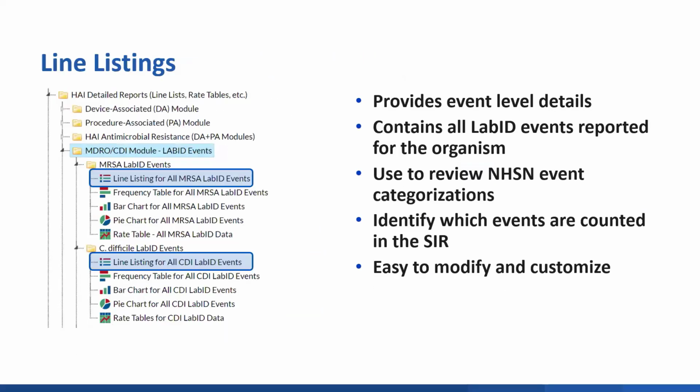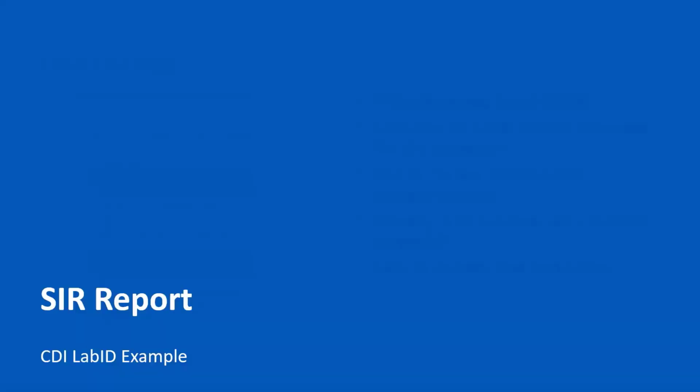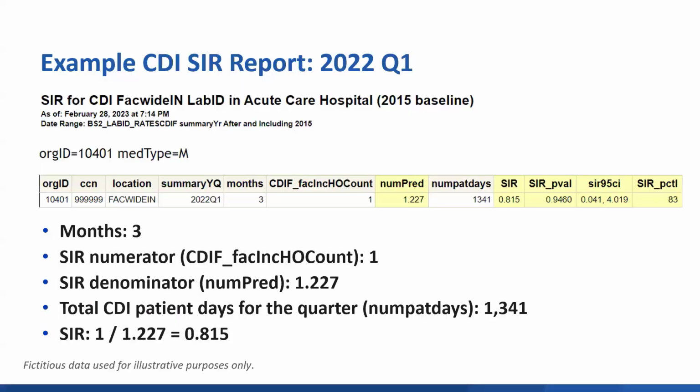Additionally, I'll be referencing a couple of line listing reports. Just to situate everyone, these line listing reports are located under the HAI detailed reports folder under MDRO CDI module LabID events. And then for my examples today, I'm just going to be using CDI, just so that we can talk through some specifics of the CDI SIR report.